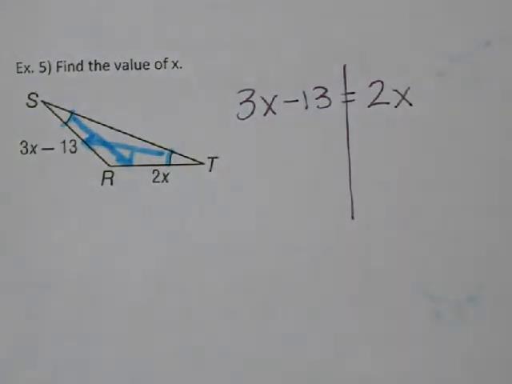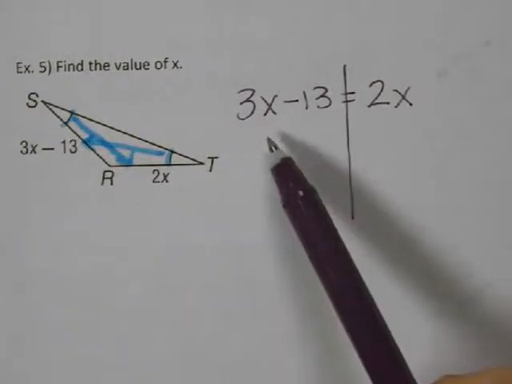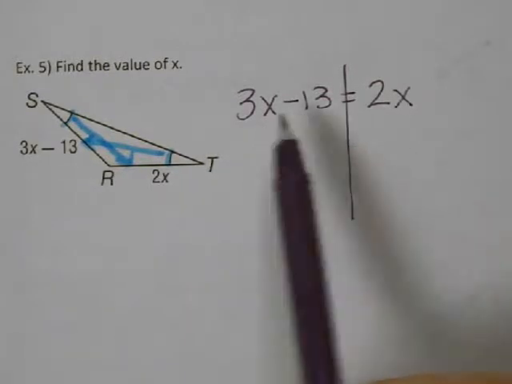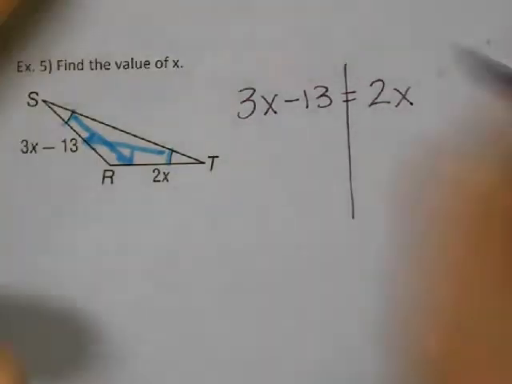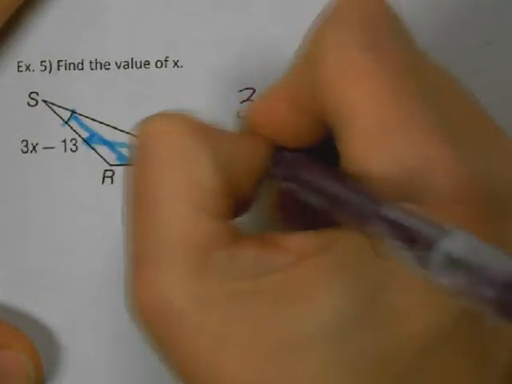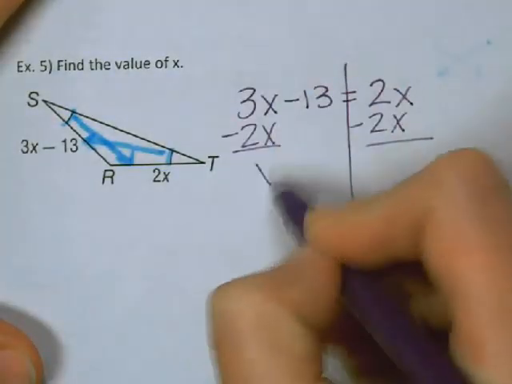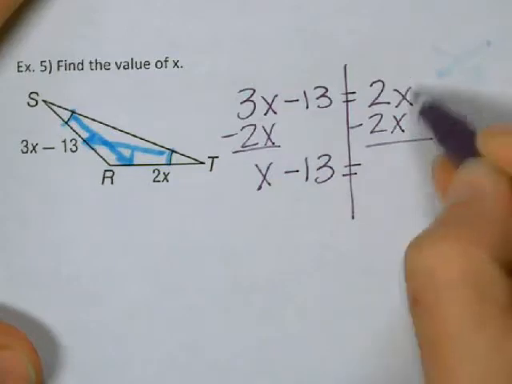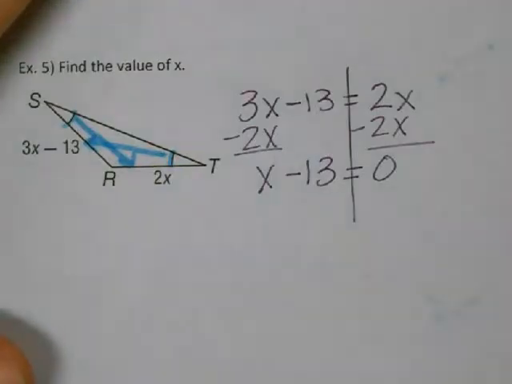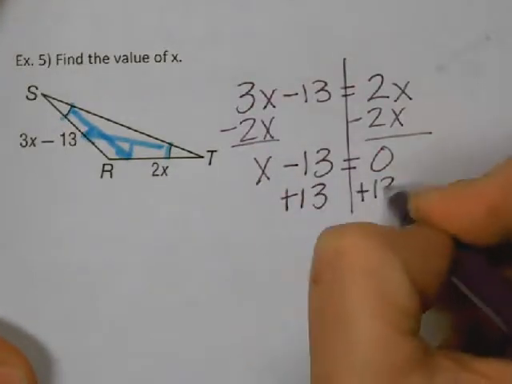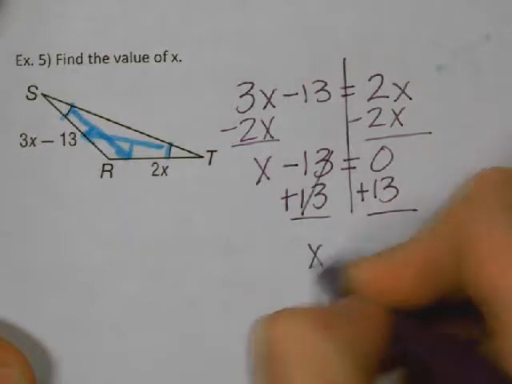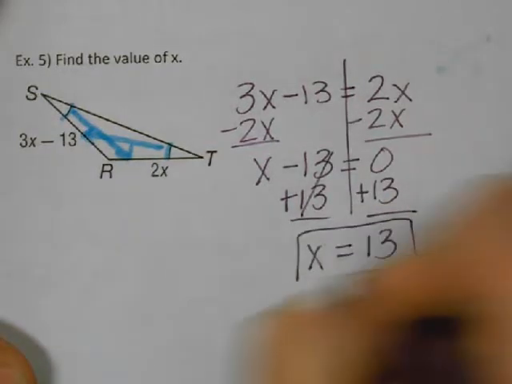Here's where it gets a little bit tricky. We want to make sure that our x's stay positive. It just makes more sense that way. So this is my positive side, this is the side that has more x's. So I'm going to subtract 2x from both sides. And that gets me x minus 13 on this side, and that gets me 0 on that side. 0 is allowed, guys. We can get 0. It's okay. Alright, so now we'll add 13 to both sides. That cancels, so x equals 13. Okay?